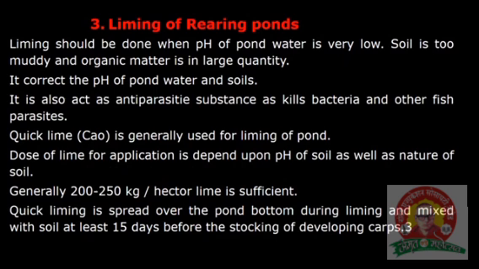Same point is here. Liming should be done when the pH of pond water is very low, the soil is muddy and has organic matter. It corrects the pH of the pond. Generally, 200 to 250 kg per hectare of lime is sufficient. In Maharashtra, the ratio is that 200 to 250 kg per hectare of lime is sufficient.